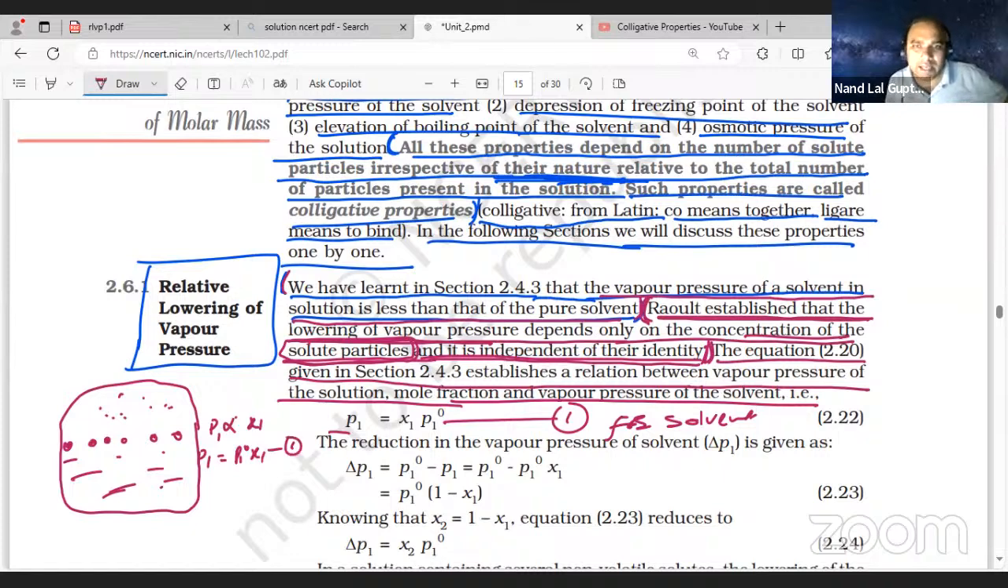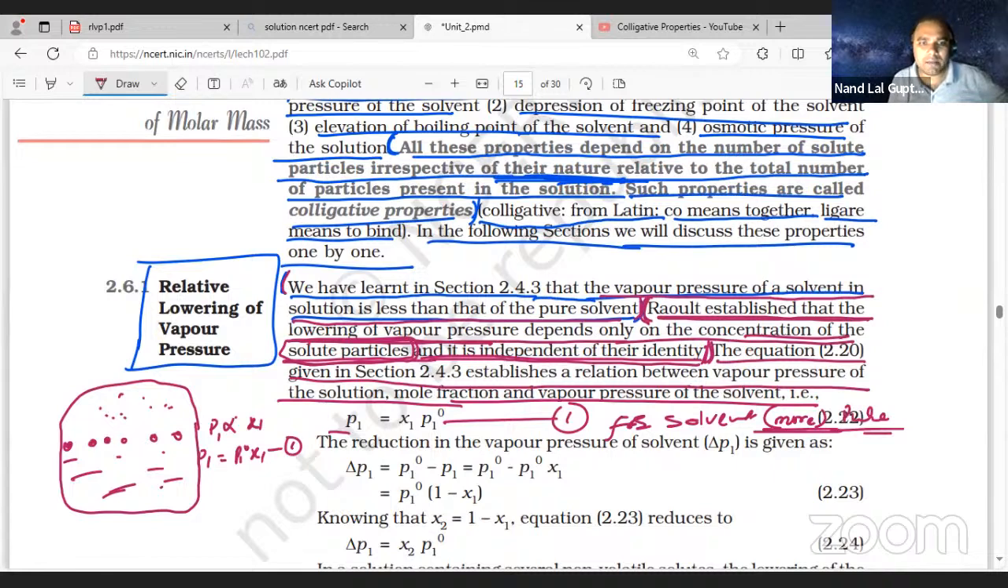Now, this will be the vapor pressure of the solvent. Pure solvent is always more, yes or no? Pure solvent has more vapor pressure because all the particles are going to vaporize.